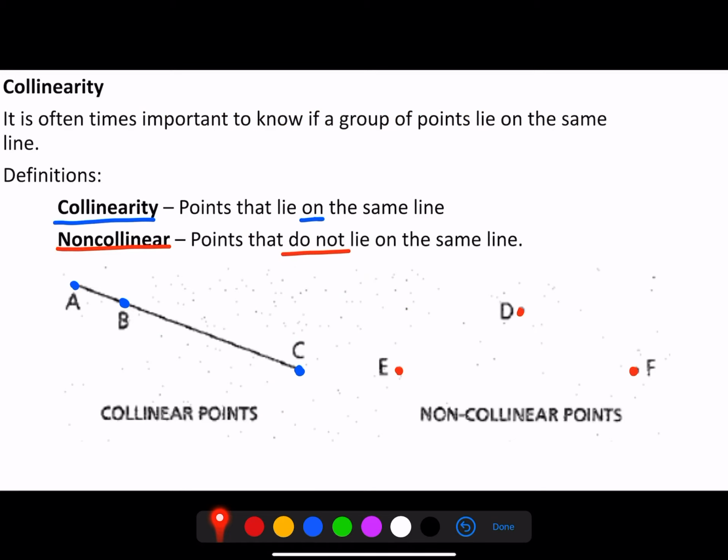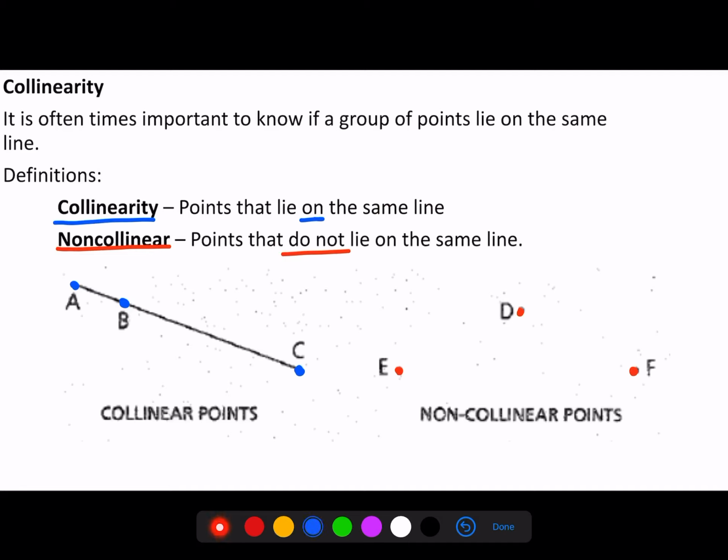So for our definitions, we need to know the definition of collinearity. All collinearity means is that they are on the same line. So "co" will mean that they're the same, and then "linearity" will be they're on the same line. Now, points that are on the same line are collinear. Points that do not lie on the same line are non-collinear.